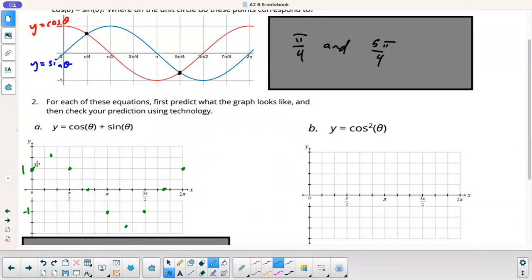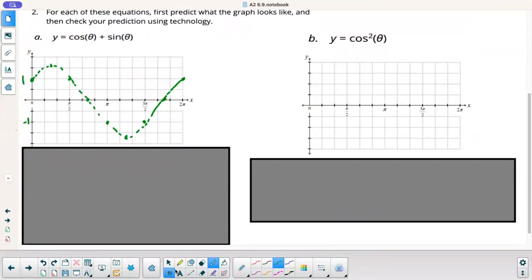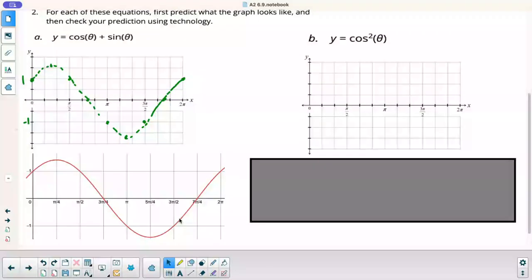So it looks like my graph looks like this. And I have to make it dotted because I'm just not good at tracing with the pen that I use. And let's take a look at the graph with technology. Looks pretty good. Okay.